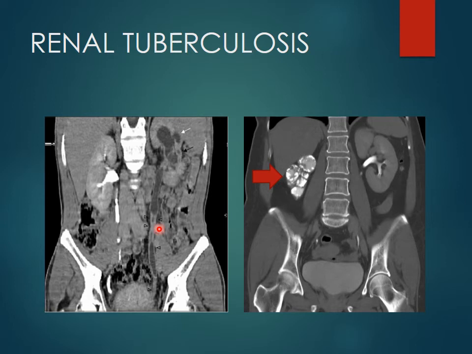Another feature that we would be able to identify in the CT scan of patients with renal TB is the presence of fibrosis formation or stricture, as seen at the left mid to distal ureter for this patient. Due to this stricture formation, there is secondary dilatation of the more proximal and the more distal ureter. There is also hydronephrosis of the left kidney.